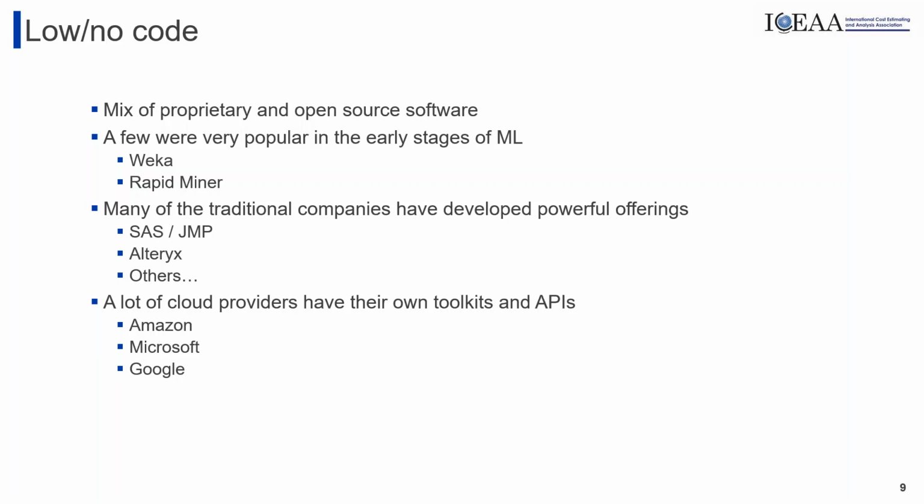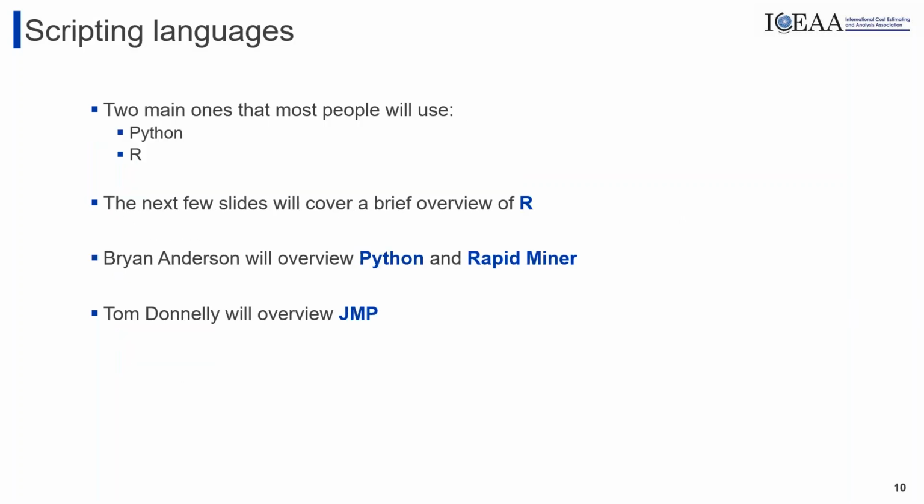And then a lot, if not all, of the cloud providers have their own toolkits and APIs you can access. So Amazon, Microsoft, Google, they all have machine learning toolkits, platforms, and offerings that change so quickly that you probably need a 2-week session overview from each provider just to be up to speed on their offerings. But that's my lightning round of low-no code, and then scripting languages.